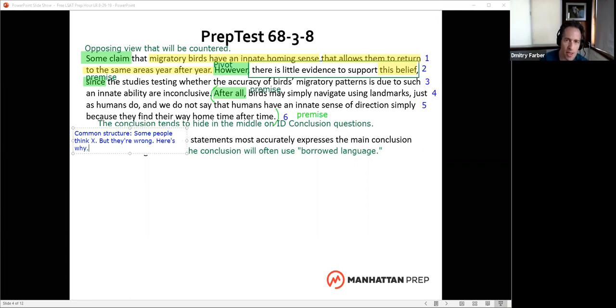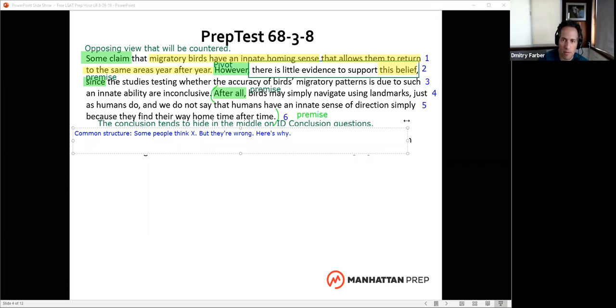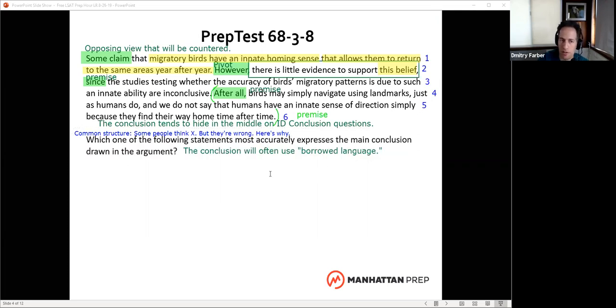The here's why might have its own conclusion. It might say this is happening and therefore that. They could have said the bird studies did this and this and are therefore inconclusive. And that would be another way to trick you, because you could see therefore inconclusive and say, well, that's the main point. But therefore inconclusive would still be supporting the bigger point that therefore we shouldn't believe this thing.